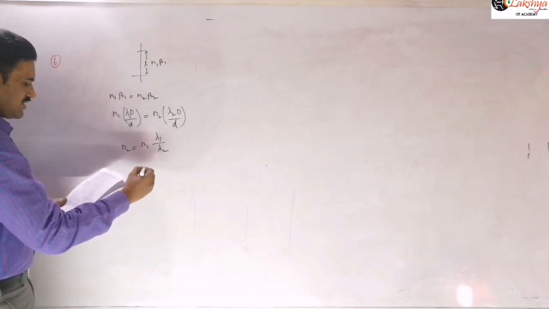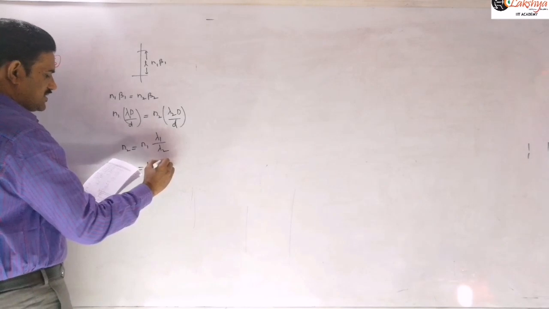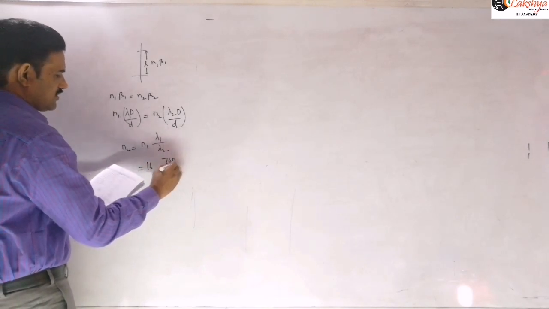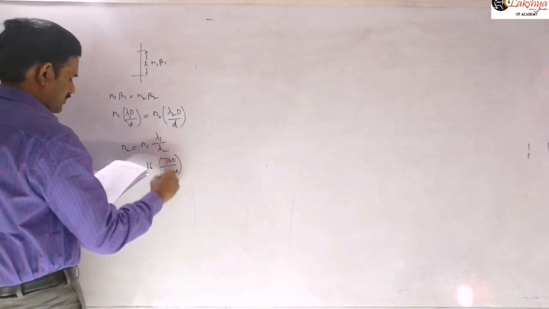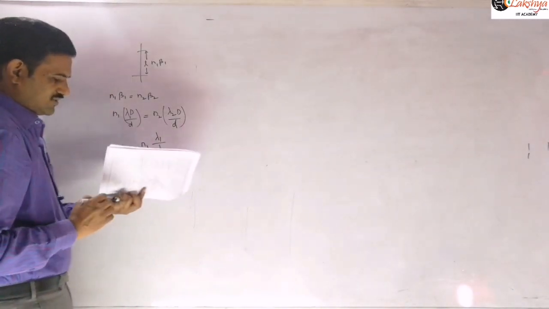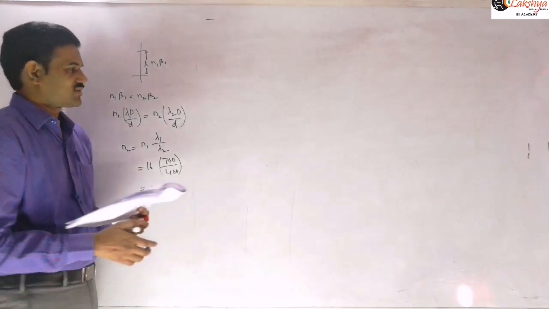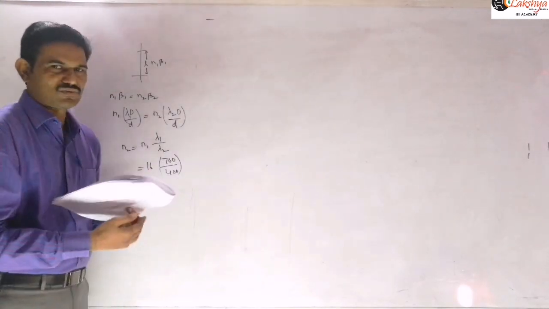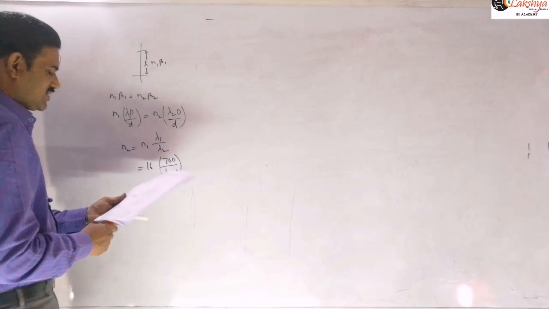So N1 value is 16, 16 into 700 by 400, right? That gives us 28 fringes. So in the same width, 28 fringes of the second wavelength, 400 nanometers, we can observe. And next, let us see the seventh one.